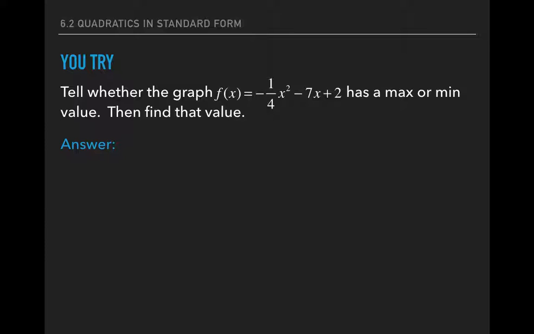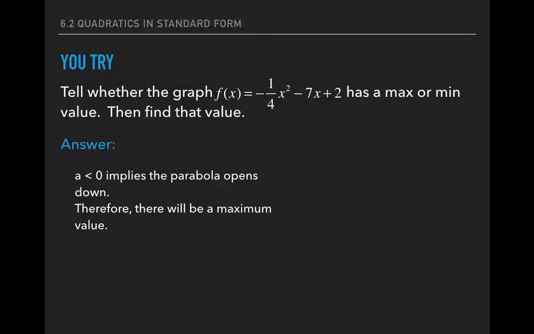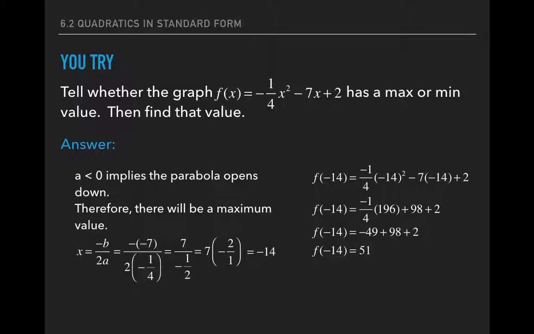All right, let's see what we have here. Our a value is less than 0, which implies that the parabola opens down. And if it's opening down, it's going to have a maximum value. And that's going to happen at our vertex. So we plug our b and our a value into the formula to find the vertex. And we take that and plug it into our function to find the output. Our function at negative 14 is 51, which means we're going to have a maximum value of 51 for this quadratic.